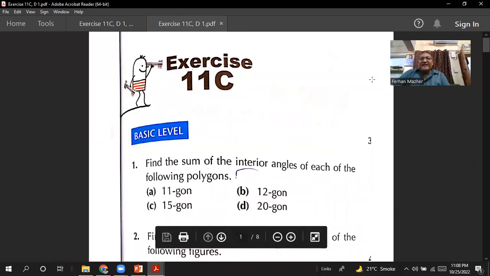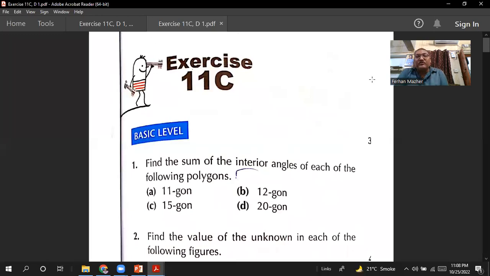So the first exercise of this chapter, which I am attempting, is the most important exercise. And this is about the polygons, exercise 11C from the book D1. So exercise 11C, question number 1: find the sum of the interior angles of each of the following polygons. Polygons means figures which have multiple, more than two, sides. It has 3 sides, 4 sides, 5 sides, 6 sides, 7 sides.